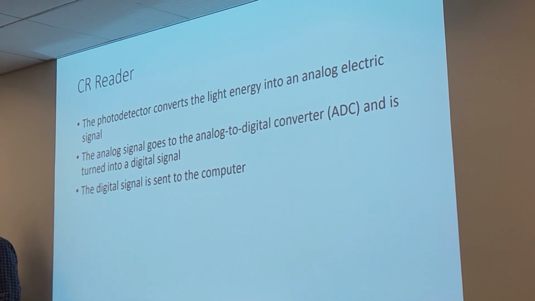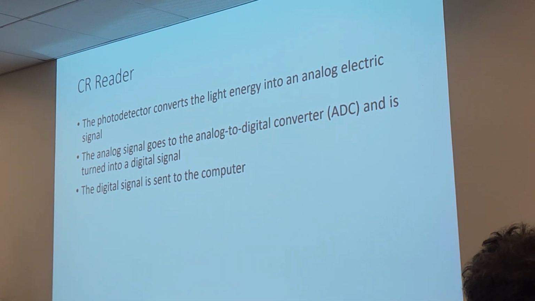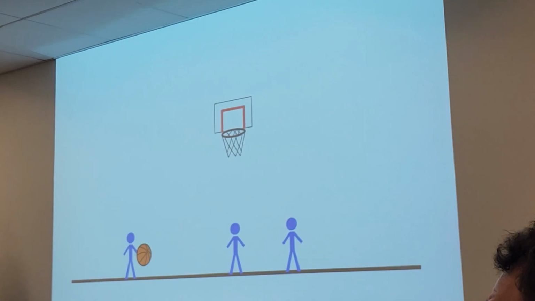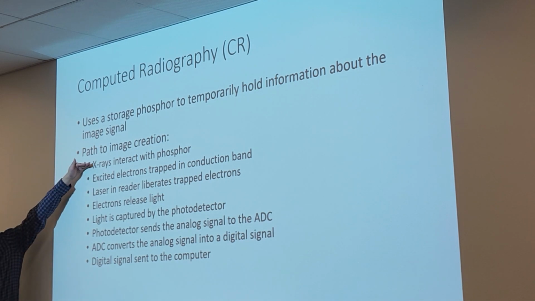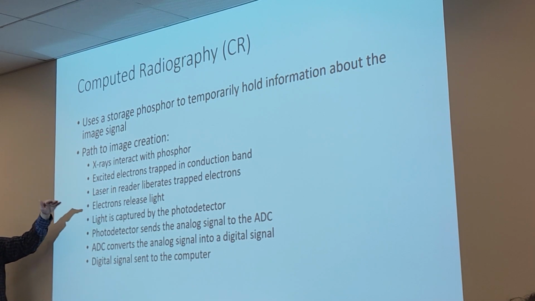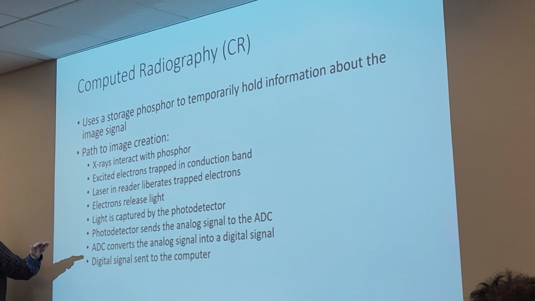So that is the process from start to finish, from a photon entering the IR to the image coming up on the screen. That was what we discussed all the way back at the beginning of class. X-rays interact with the phosphor. Excited electrons are trapped in the conduction band. The laser releases those electrons. The electrons give off light. The light is captured by the photodetector, which sends the analog signal to the ADC, which turns it into a digital signal, which gets sent to the computer. We covered the entire thing. We did good. And that is how it works.